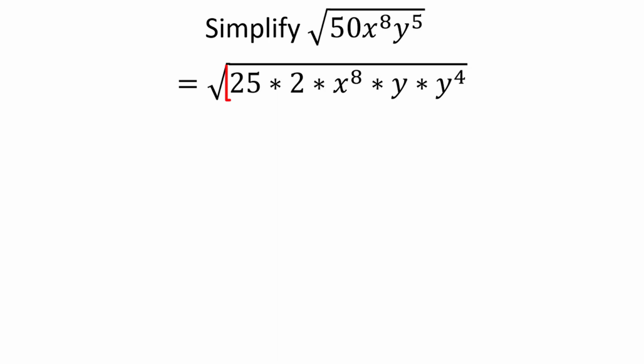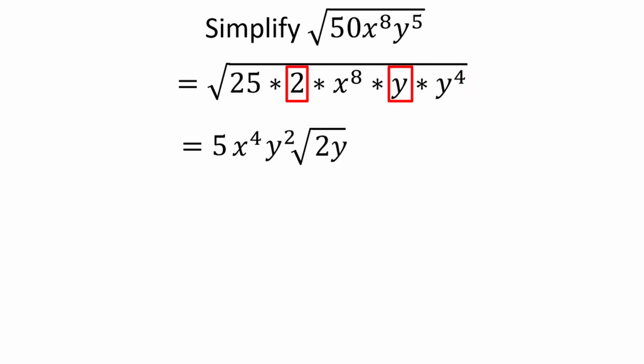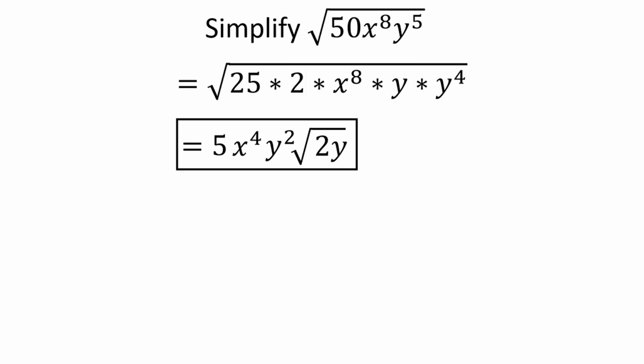The square root of 25 is just 5. The square root of x to the 8th is x to the 4th, and the square root of y to the 4th is y to the 2nd. We still have 2y, which are our two terms that were not perfect squares, still in the square root, so that our final answer is 5x to the 4th, y squared, times the square root of 2y.